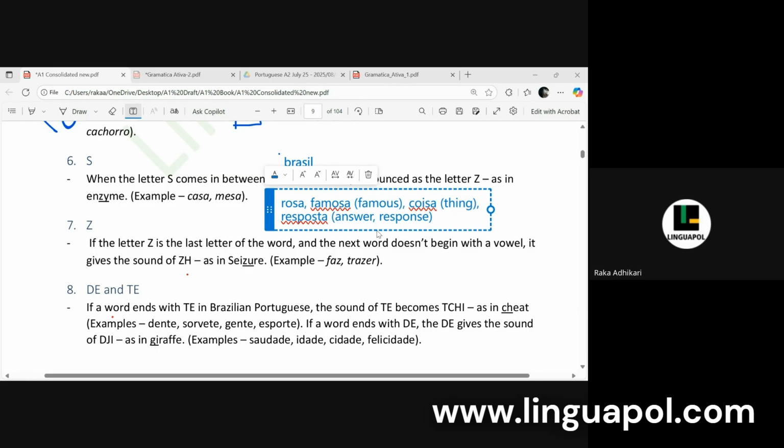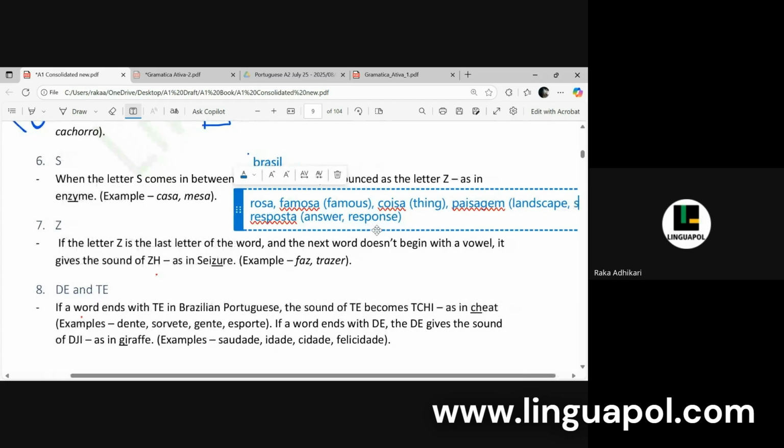Let's say paisagem. Paisagem. Paisagem means a landscape or a scenery. Paisagem. So in all these examples, we can see that the letter S is coming in between two vowels, and whenever this will be the case, then the S is equal to Z. The sound is of Z.